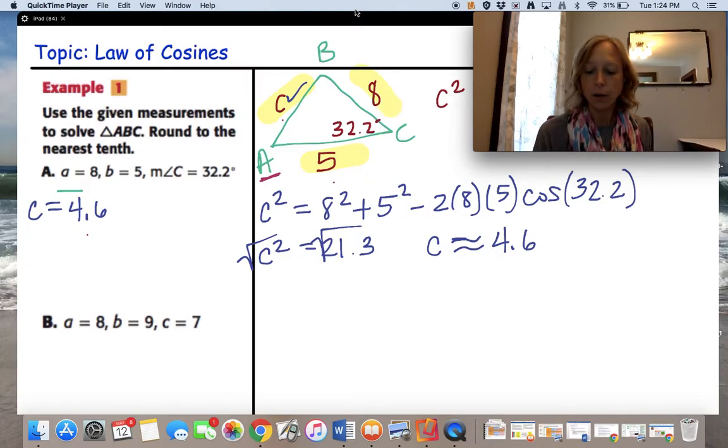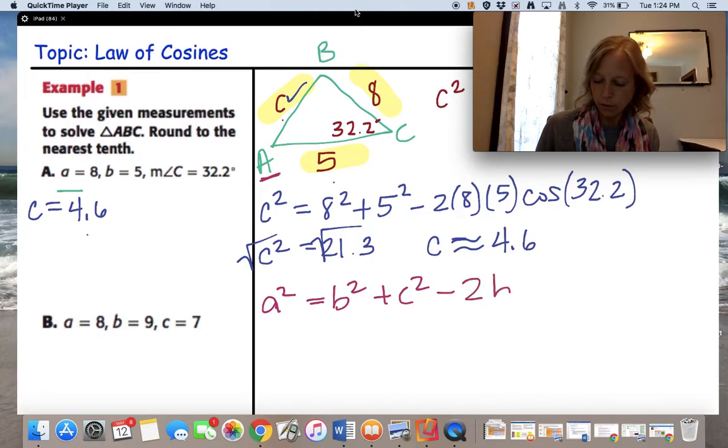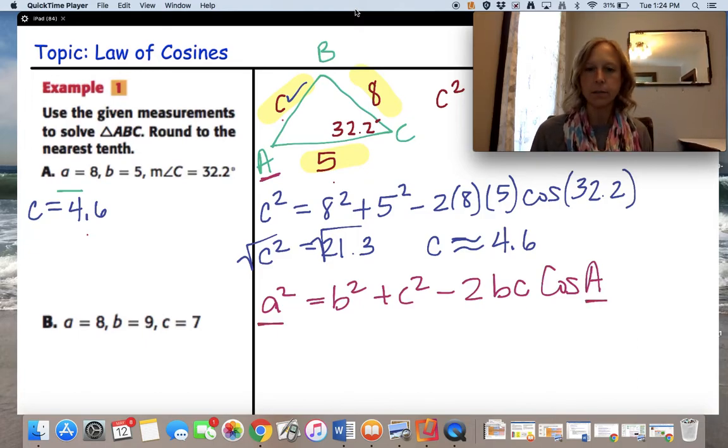To solve for an angle, you need to know the three sides. So the formula I'm going to use again is a squared equals b squared plus c squared minus 2bc cosine of A. Remember, the first letter and the last letter always match up, and in the middle you use the other two. So that's how I can do this that easily without having to look back. I just see the patterns there, and I hope that you start seeing the patterns too.